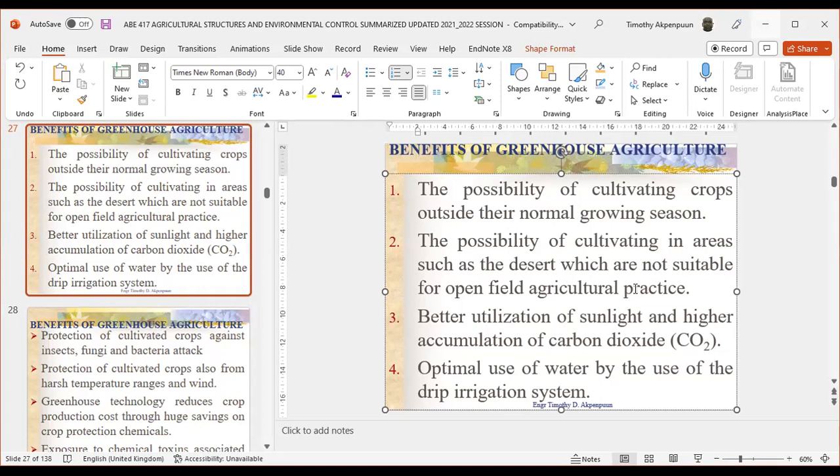Point 3. Class rep, over to you. Explain to us what point 3 means. Okay, sir. In the greenhouse, you could regulate the sunlight you are putting in and the amount of carbon dioxide you are taking into the greenhouse, so that it's the perfect amount of sunlight and the perfect amount of CO2.